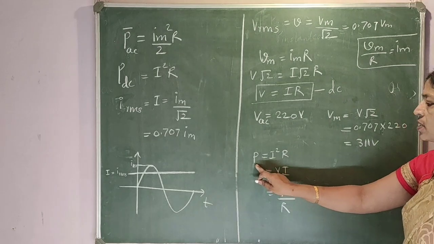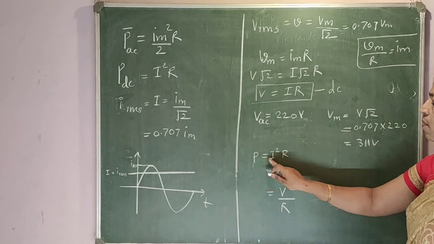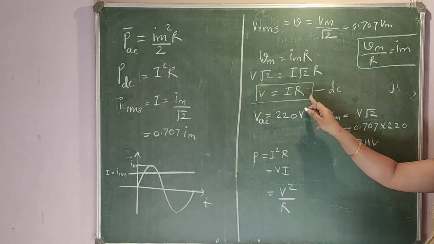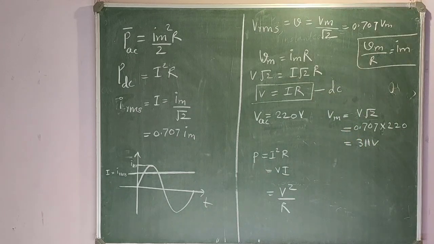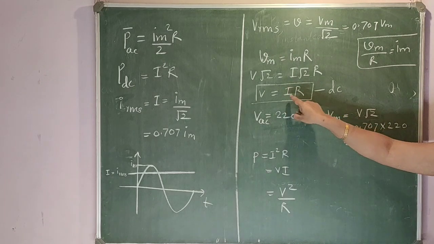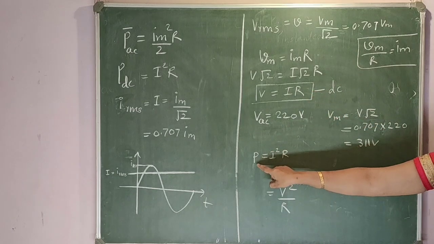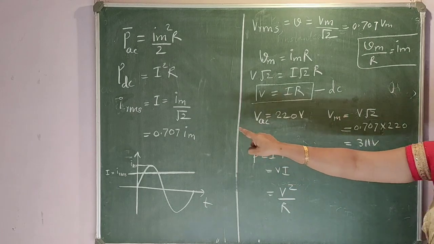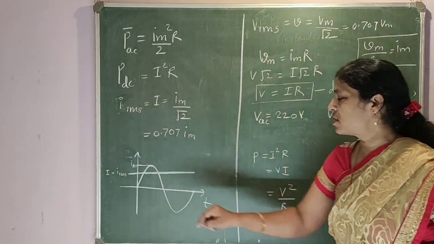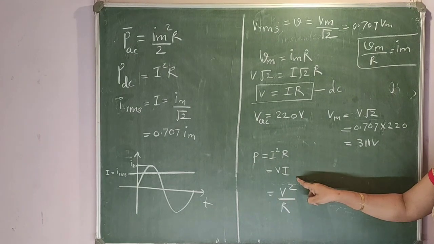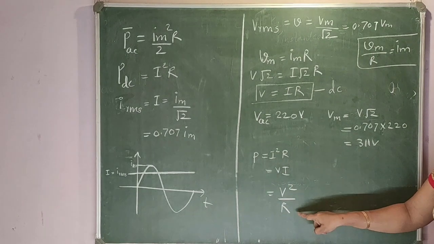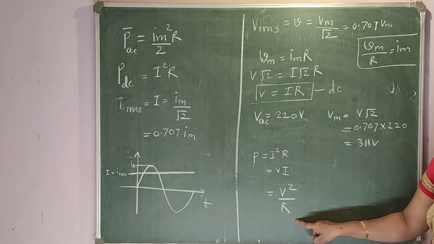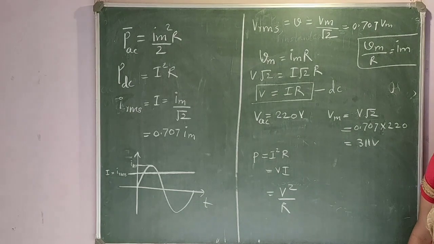Power in DC is written as P equal to I square R. Here we have seen that if we have a simple circuit where the AC voltage is connected to a resistor, we get the same relation, V equal to IR. Here also we will get the same equation for P. It is I square R, where this I is nothing but IRMS. It is the same as VI, and it can also be written as V square upon R.